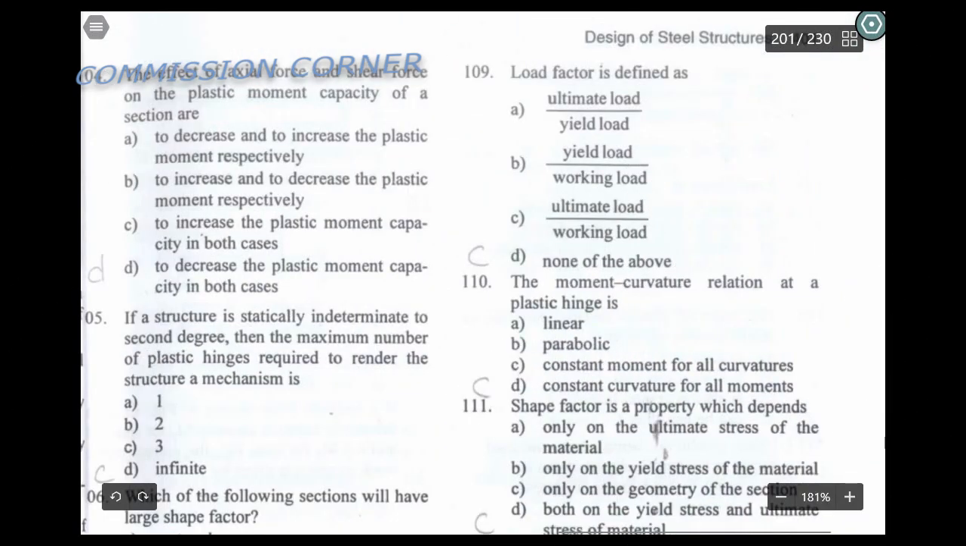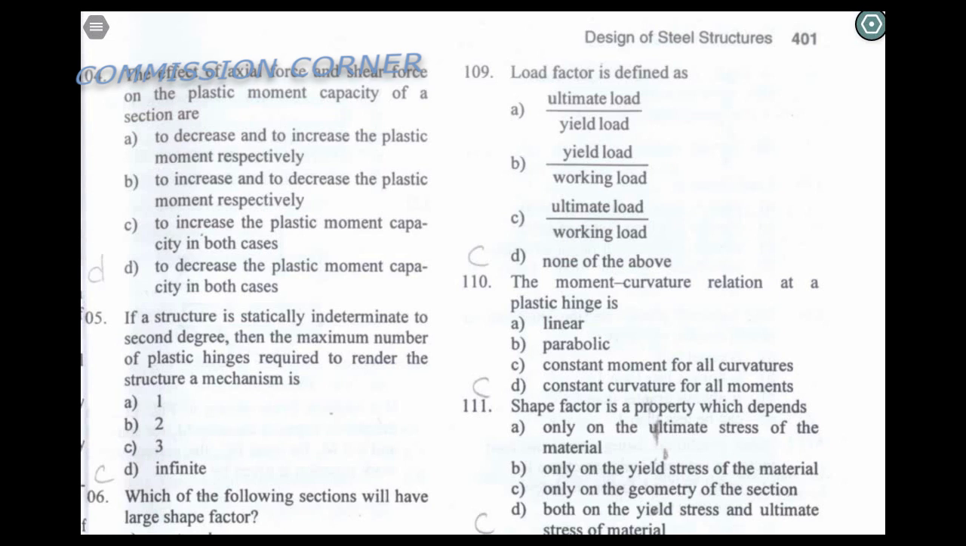Next question number 104. The effect of axial force and shear force on the plastic moment capacity of a section are, option number D is the correct answer, to decrease the plastic moment capacity in both cases. Axial force and shear force will decrease the plastic moment capacity in both the cases.